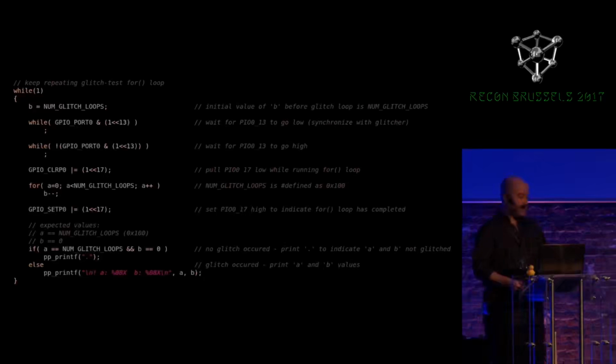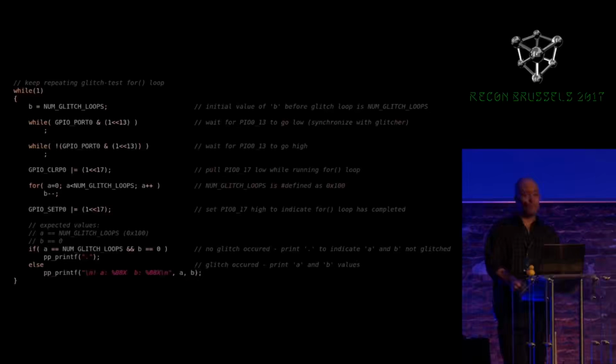At the end of this while loop, I am checking to see whether the A and B values are actually what I expect. If the code is operating normally, then the first condition will be true: A equals number of glitch loops and B equals 0.